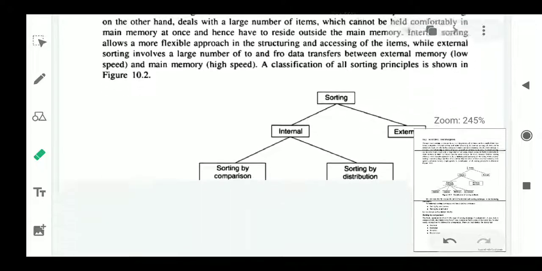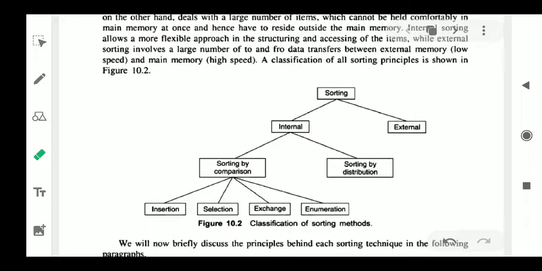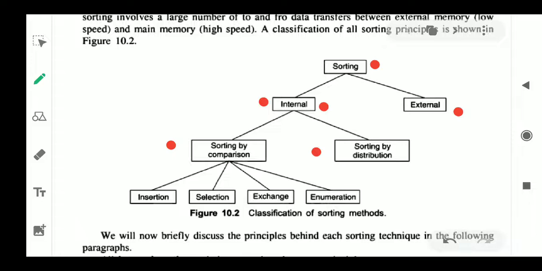So here we will see this hierarchy. Sorting is classified into two types: one is internal sorting, the other is external sorting. Internal sorting is again classified into two types: sorting by comparison and sorting by distribution. Sorting by comparison is classified into four types here: insertion sort, selection sort, exchange sort, and enumeration. So these are the various types of sorting available for us.